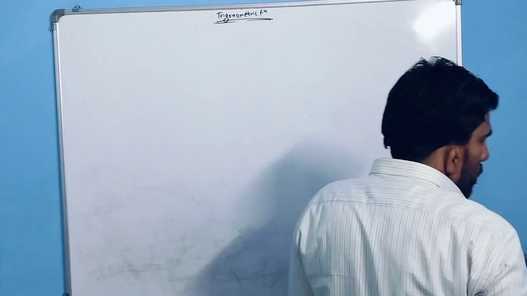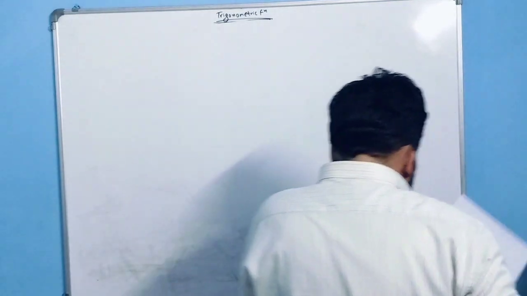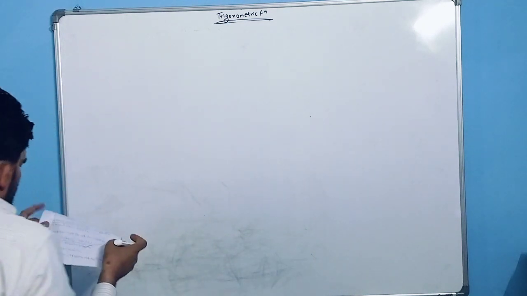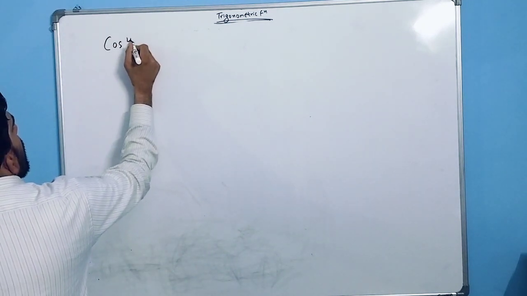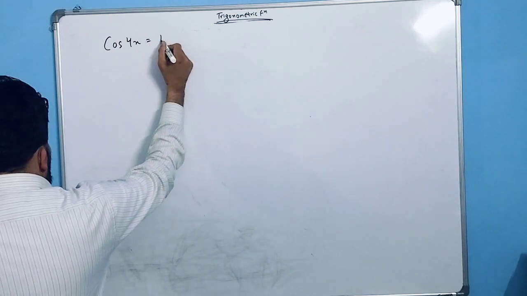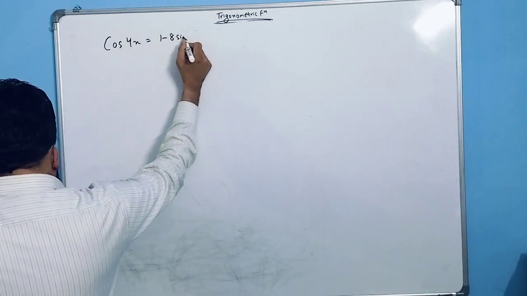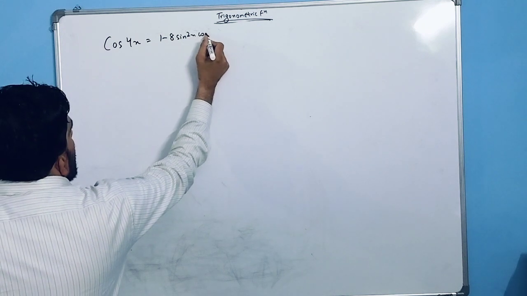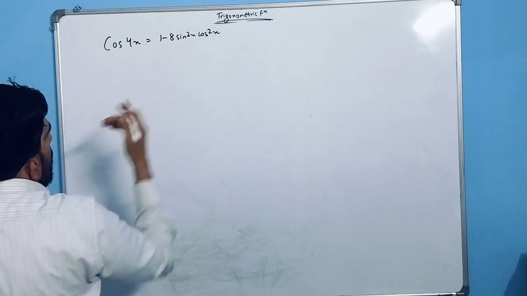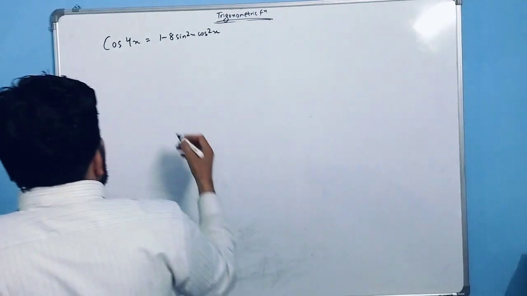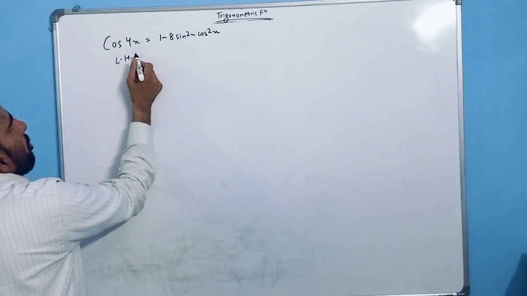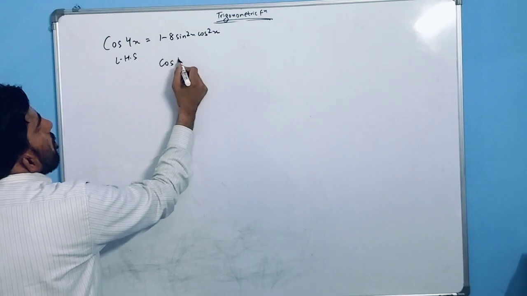Okay, now the next one we have is cos 4x equal to 1 minus 8 sin square x cos square x. So now let us see how we can prove it. We'll take the LHS first, that is cos 4x.